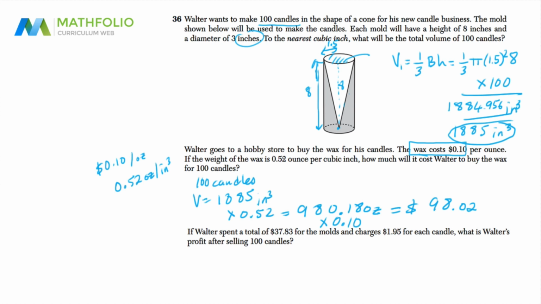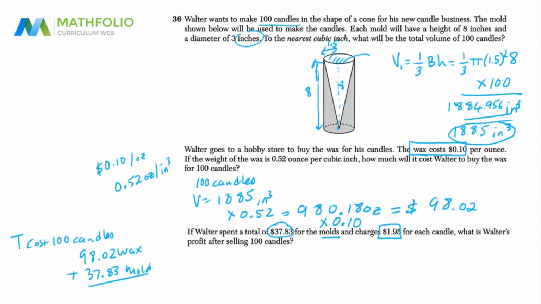Next, it says if Walter spent a total of $37.83 for the molds and charges $1.95 for each candle, what is Walter's profit after selling 100 candles? Well, we know that his cost for 100 candles is going to equal the cost of the wax, which is the 98.02. So this is the wax. And then also the molds are going to be 37.83 for the mold. So these are his total cost.